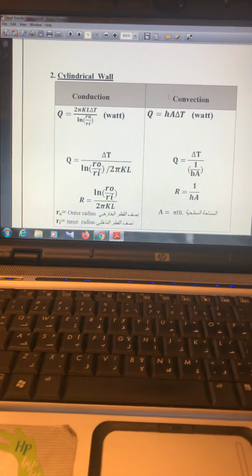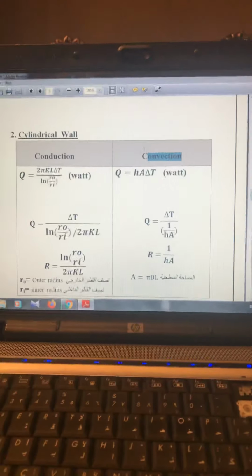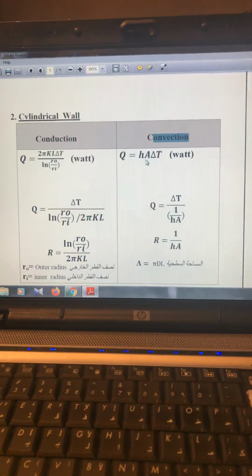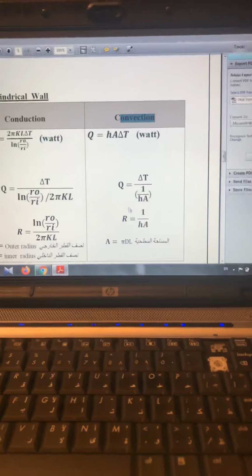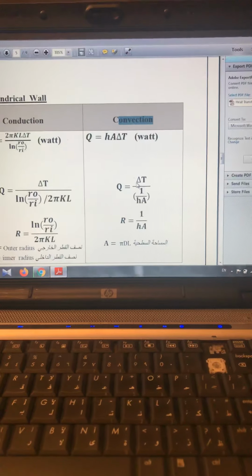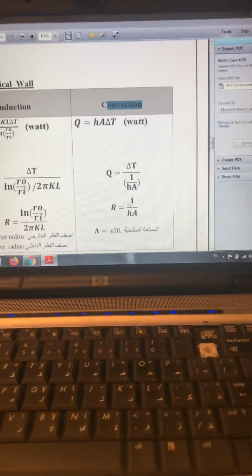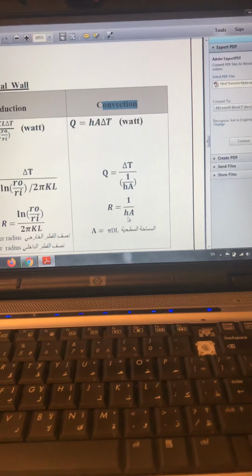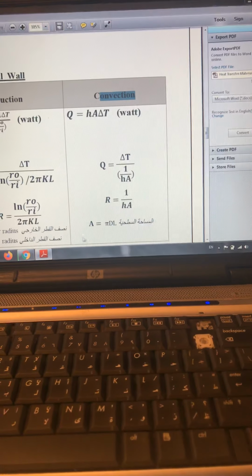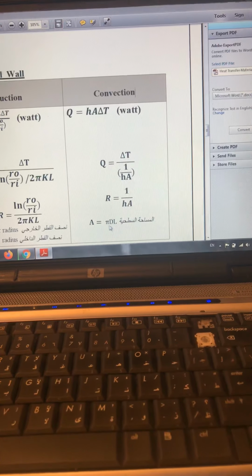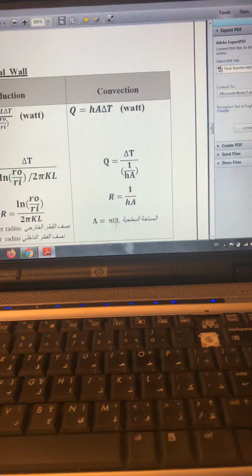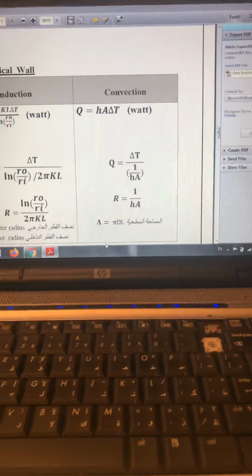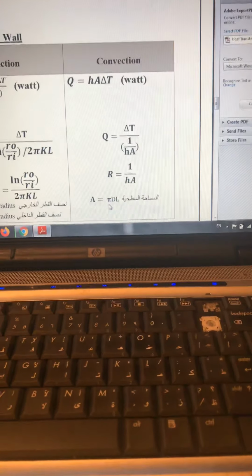If we move to the convection, the convection rule is Q equals H A delta T. A is the area, right? And here Q will be the same, Q equals delta T over 1 over HA. R equals 1 over HA. The area here is pi D L, where D is the diameter. Okay?